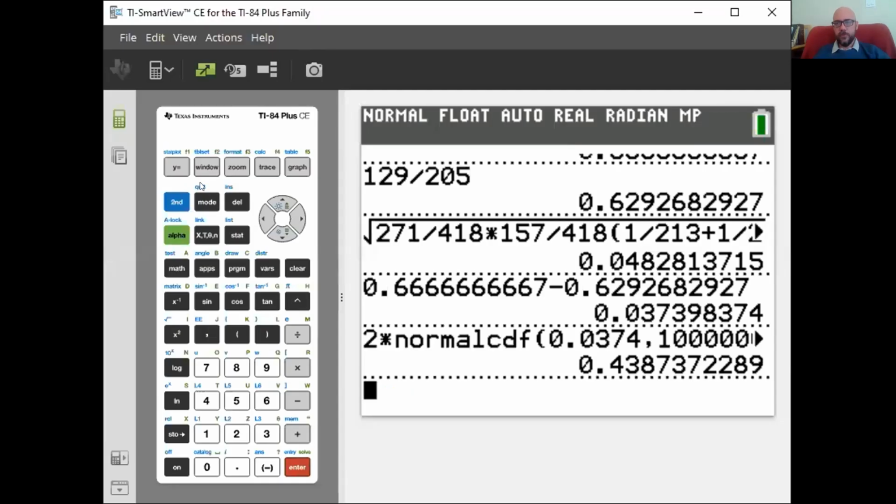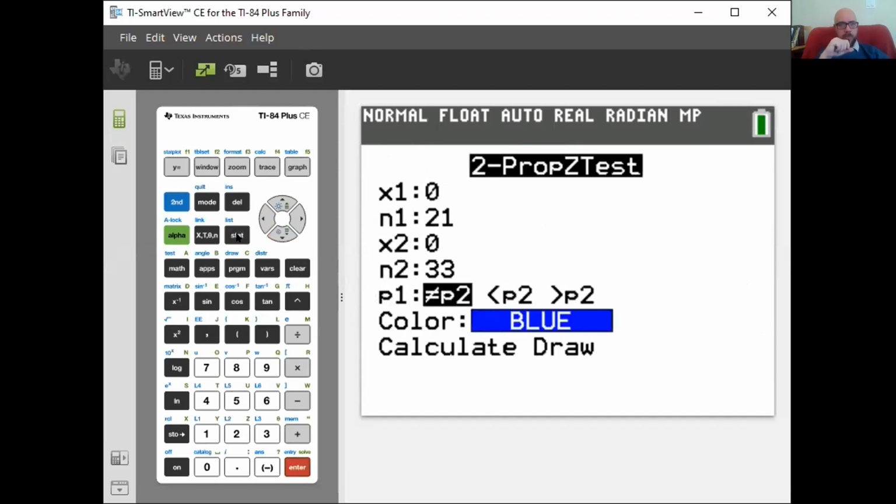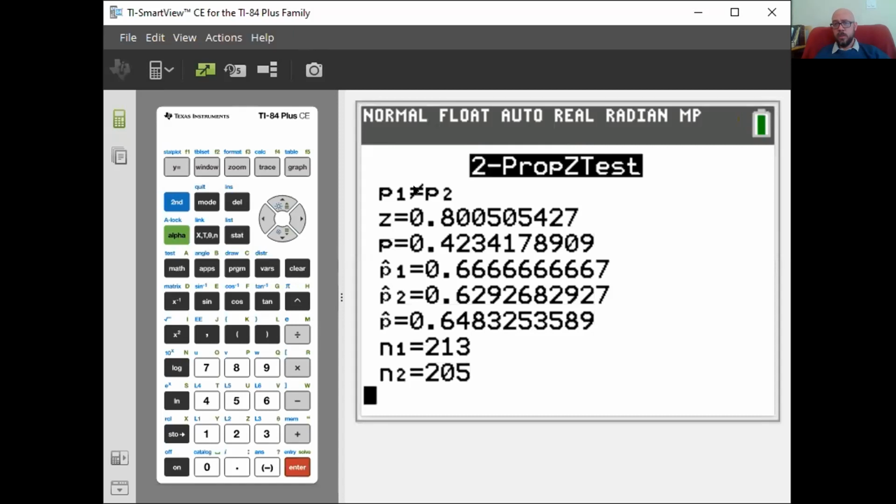So the calculator goes like this: stat, tests, 2-prop z. So we're doing a 2 proportion test here. I'm going to do it in the order of women then men. So X1 was 142 women passed out of the 213 women who took the classes, and 129 men passed out of the 205 men who took the classes. And we're doing not equal to, so we calculate. And notice they don't ask for pooled versus not pooled. It's just always pooled here. Lo and behold, it's the same thing we got. They got a slightly different answer here because I did a little bit of rounding off in mine. But yeah, there you go. No big deal doing it this way.